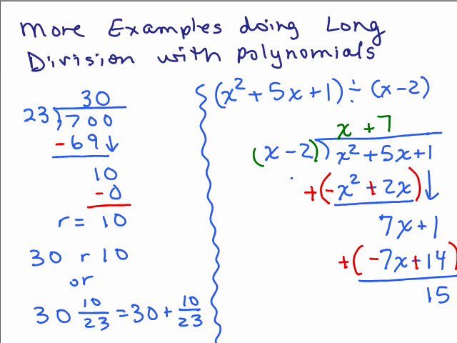Now 15, x times what is 15? All right. Whenever you get something with a smaller degree, remember the degree is the exponent on the variable. Well, there's no x left. That tells you that's your remainder. So this is the remainder for this problem.